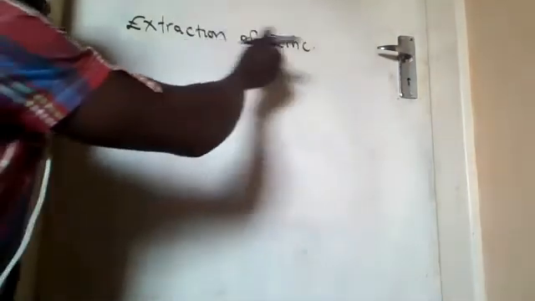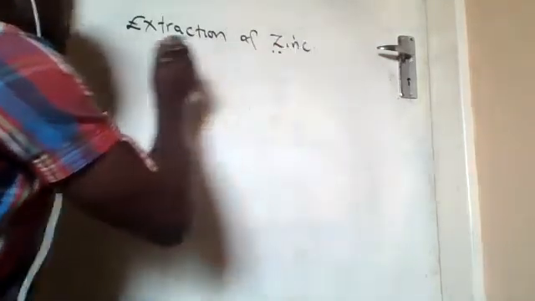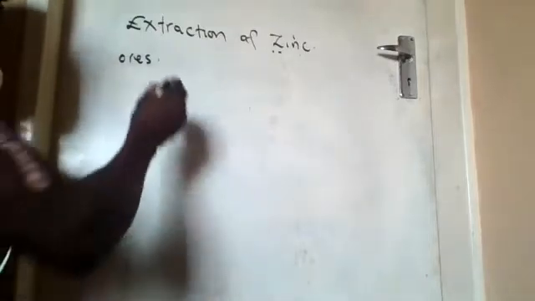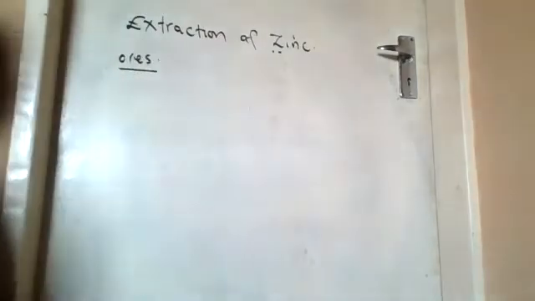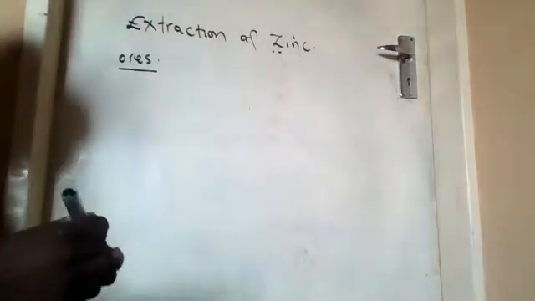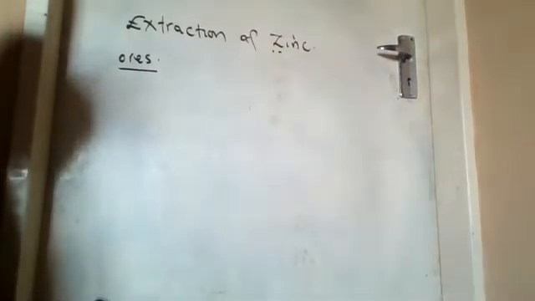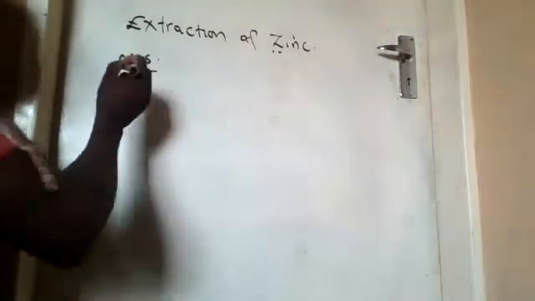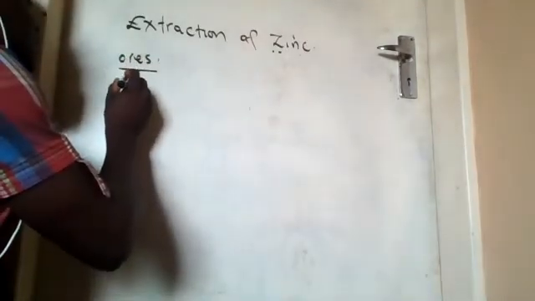So if you have to look at the extraction of zinc, we have to look at the ores, the forms in which zinc exists. Now, in as much as I know, there are only two ores in which zinc can exist.